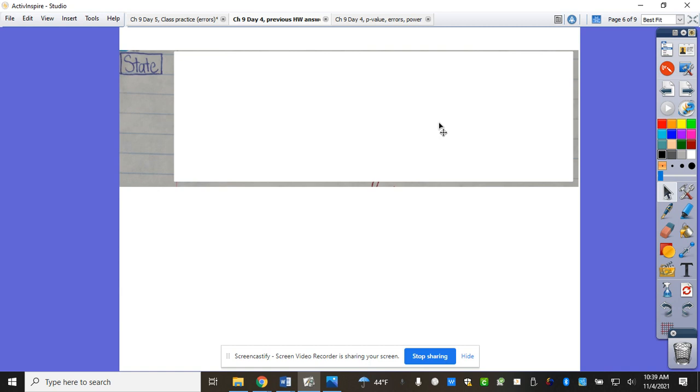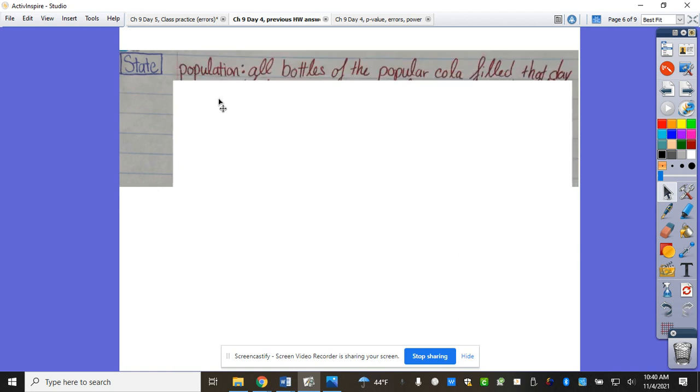What is our population? What are our individuals? It doesn't ask this question. What are individuals? It's not a hard question. You can look at that really quick and tell me what the individuals are. The bottles. So my population is all the bottles, but it is all the bottles of the popular cola filled that day.